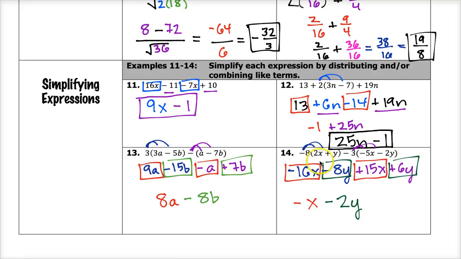Okay, so the same process for this one. We'll distribute our negative 8 and our negative 3 first to get negative 16x minus 8y plus 15x plus 6y. And then when we combine our like terms, we're left with negative x minus 2y for our answer.